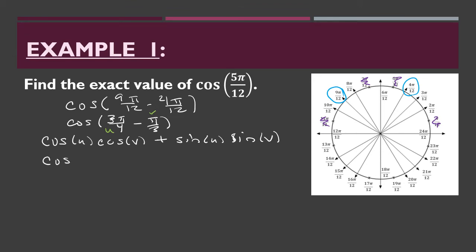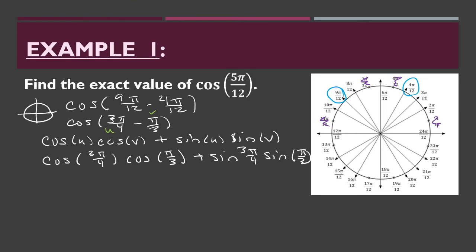So I have the cosine of 3 pi over 4 times the cosine of pi over 3 plus the sine of 3 pi over 4 times the sine of pi over 3. And at this point, you've got to know your unit circle.